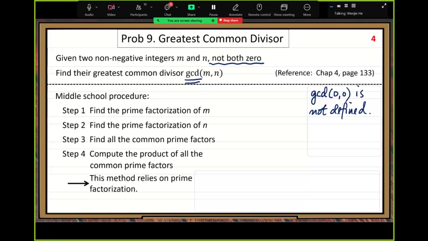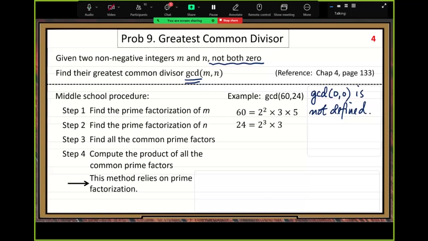Let me use a simple example to show how it works. Let's calculate GCD of 60 and 24. Let's do prime factorization on 60 first. We get 2 squared times 3 times 5. 2 is a prime, 3 prime, and 5 also prime. And for 2, it has a power of 2. For 24 equals 2 cubed times 3.